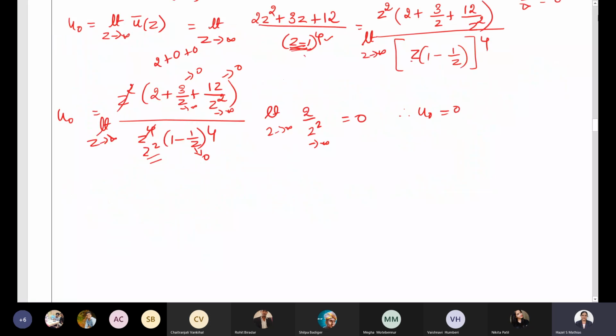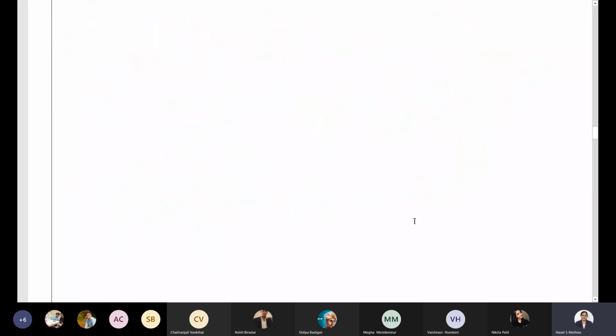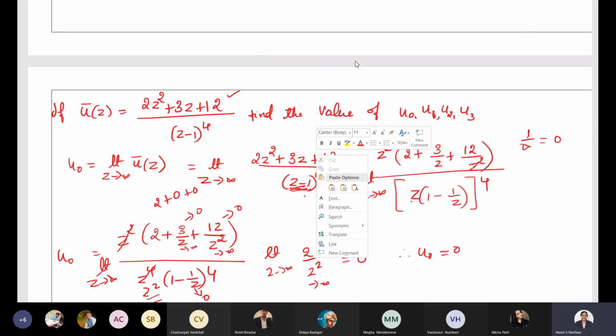Now we have to find u1. Okay, u naught we found out. Next we will find u1. What is the formula for u1? See, this formula you need to remember. Limit z tends to infinity, z into u bar of z minus u naught. That is equal to limit z tends to infinity, z into u bar of z, which is given in the question: 2z square plus 3z plus 12 divided by z minus 1 power 4.